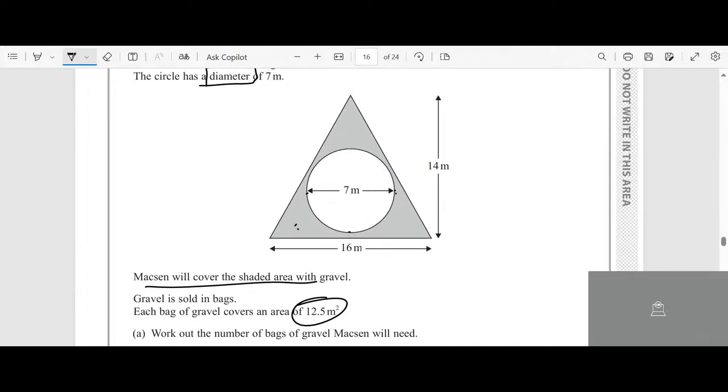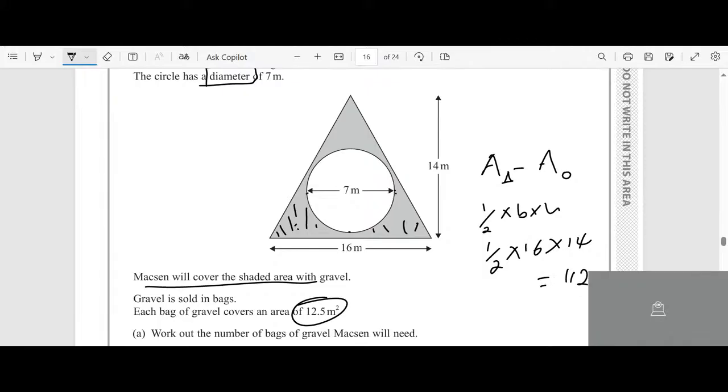First, we have to know what area has been shaded here. To find the area of the shaded region, you have to find the area of the triangle, then subtract the area of the circle. So the area of a triangle, we know it is a half times base times height, which will give me a half times 16 times 14. What is the answer there? Half times 16 times 14 is 112 meters squared.